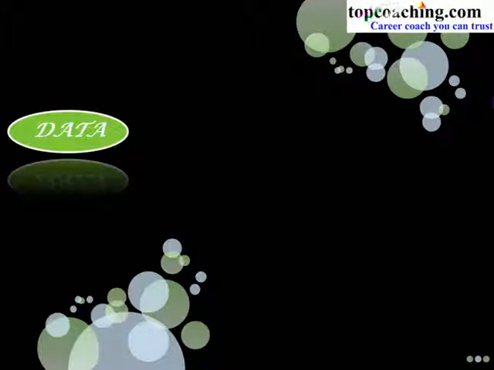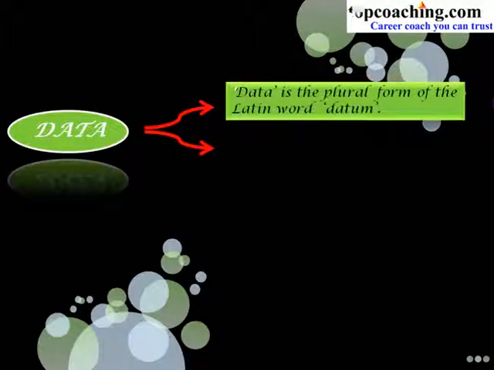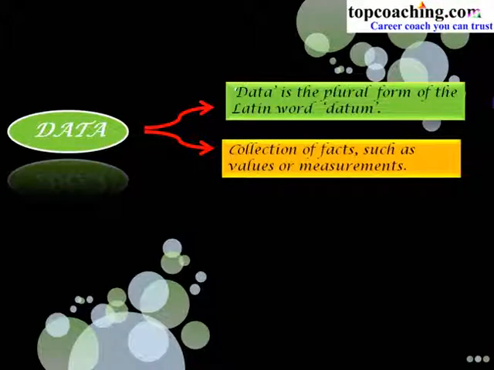So, these facts and figures, which are numerical, collected with a definite purpose, are called data. Basically, it is the plural form of the Latin word datum, or in simpler words, it is a collection of facts such as values or measurements, which may be numbers, words, measurements, observations, or even just descriptions of things.